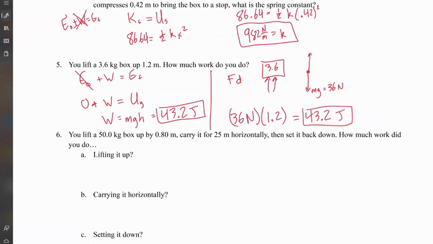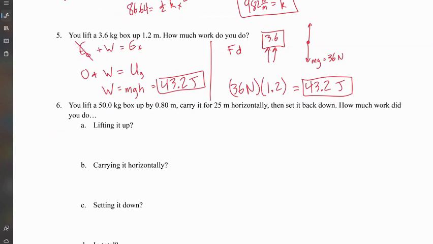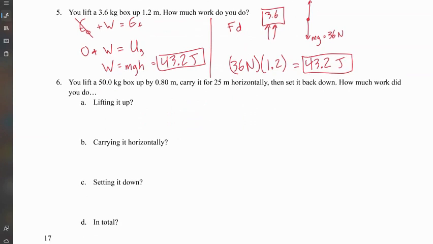Either way is perfectly fine. You pick whichever way works best for you in that case. Okay, a slightly similar problem. Lift up a 50 kilogram box 0.8 meters, carry it horizontally, and then set it back down. How much work did we do?